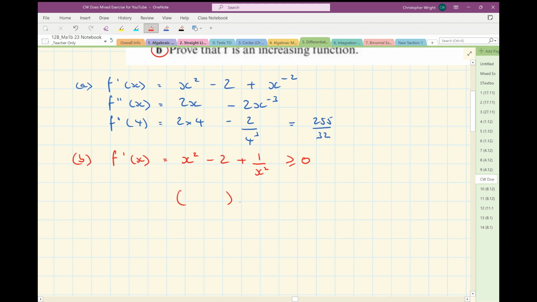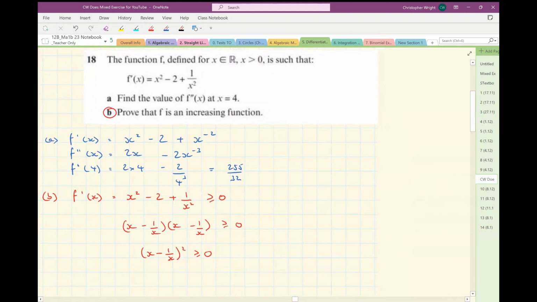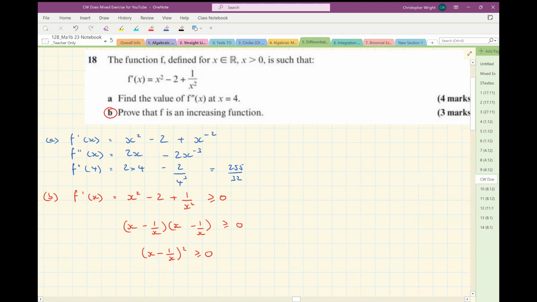In fact, I can factorize this expression on the left. It's going to need to have an x and an x, of course. And we're going to have a minus 1 over x and minus 1 over x, and that will multiply out to give me what I started with. So in fact, this left-hand side is a square number, and of course, a square number is always greater than or equal to 0. So I have proved that the gradient is always equal to 0 or positive, and hence f is an increasing function.